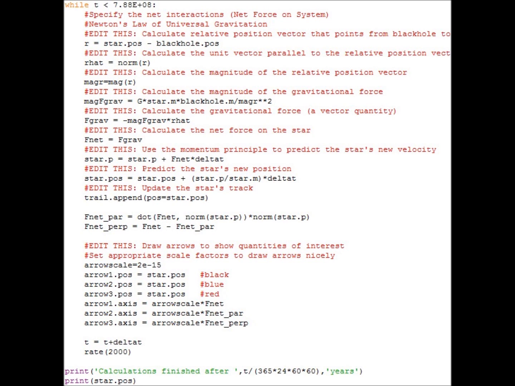To better illustrate the situation, the net force was further broken up into parallel and perpendicular parts with respect to momentum. The parallel force is found by projecting the force vector onto the momentum vector using the dot product. The perpendicular force is the difference between the net force and the parallel component of the net force. These three forces are illustrated with arrows.